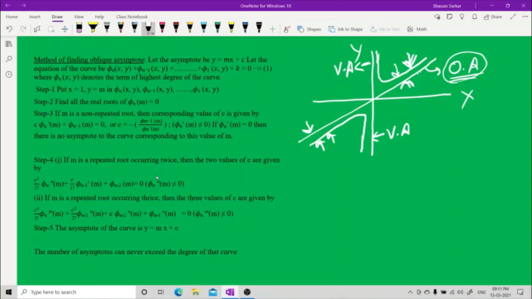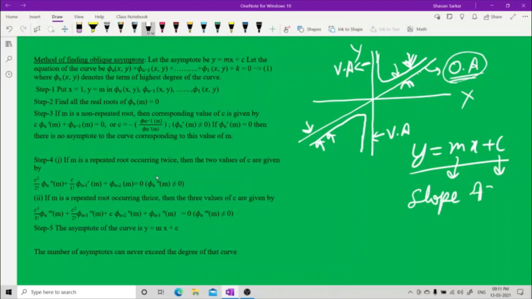This is a line. The equation of this line we saw in class 10th, y equal to mx plus c, where m is the slope and c is the intercept. Now I have to find this m, I have to find this c.